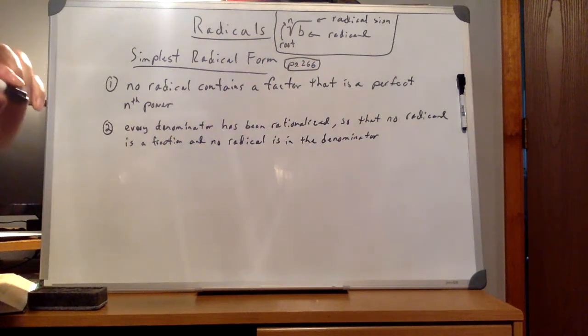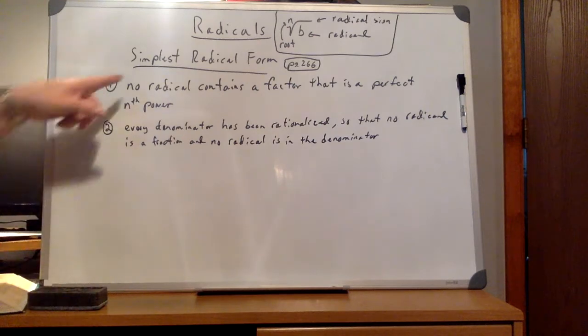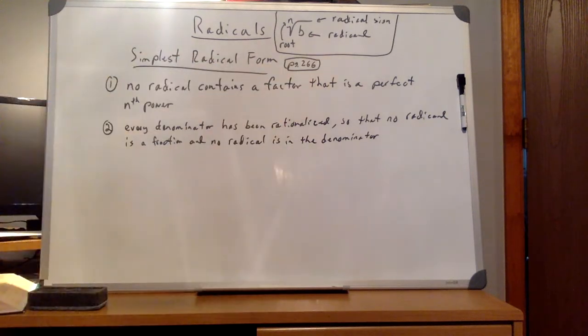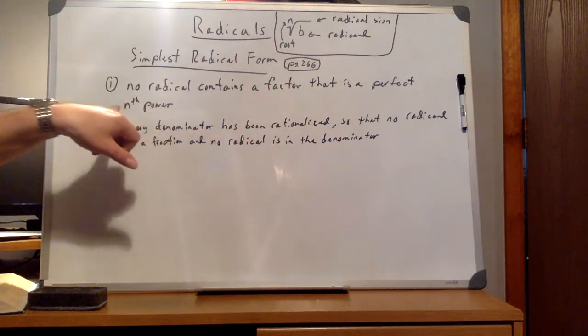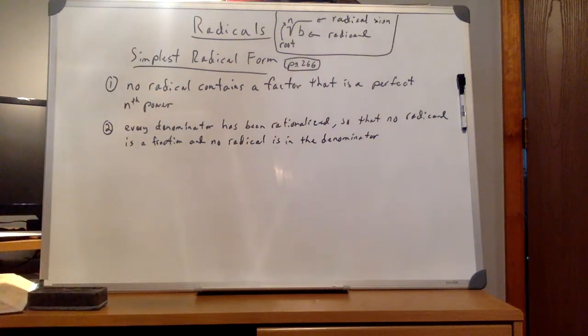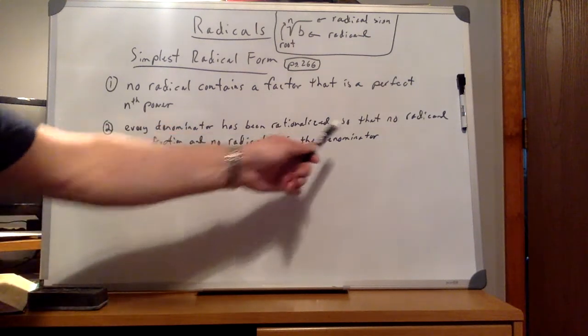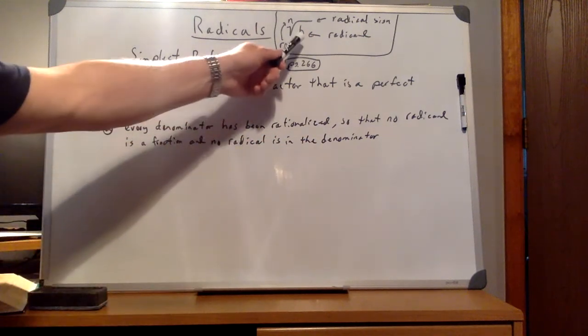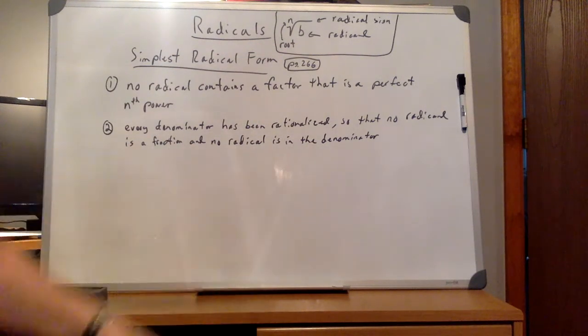Now, when we have radicals, since they're decimals that don't end, don't repeat, we can't get an exact answer. So we always simplify them as much as we can. Now, the rules for simplest radical form are on page 266 in your book, but here are the main things. First, no radical contains a factor that has a perfect nth power. So when it was square roots, there couldn't be any perfect squares inside the radical other than 1. Second, every denominator has been rationalized. What does that mean? Well, no radicand is a fraction, so you can't have a fraction inside a root or a radical sign. And no radical is in the denominator.